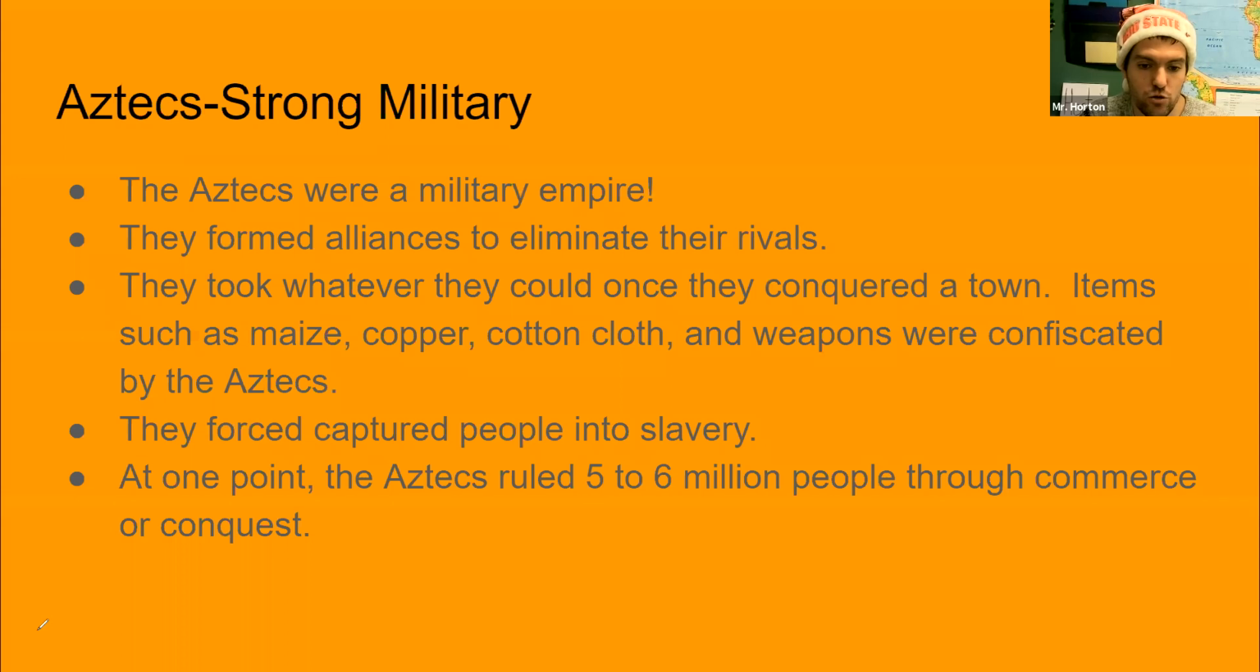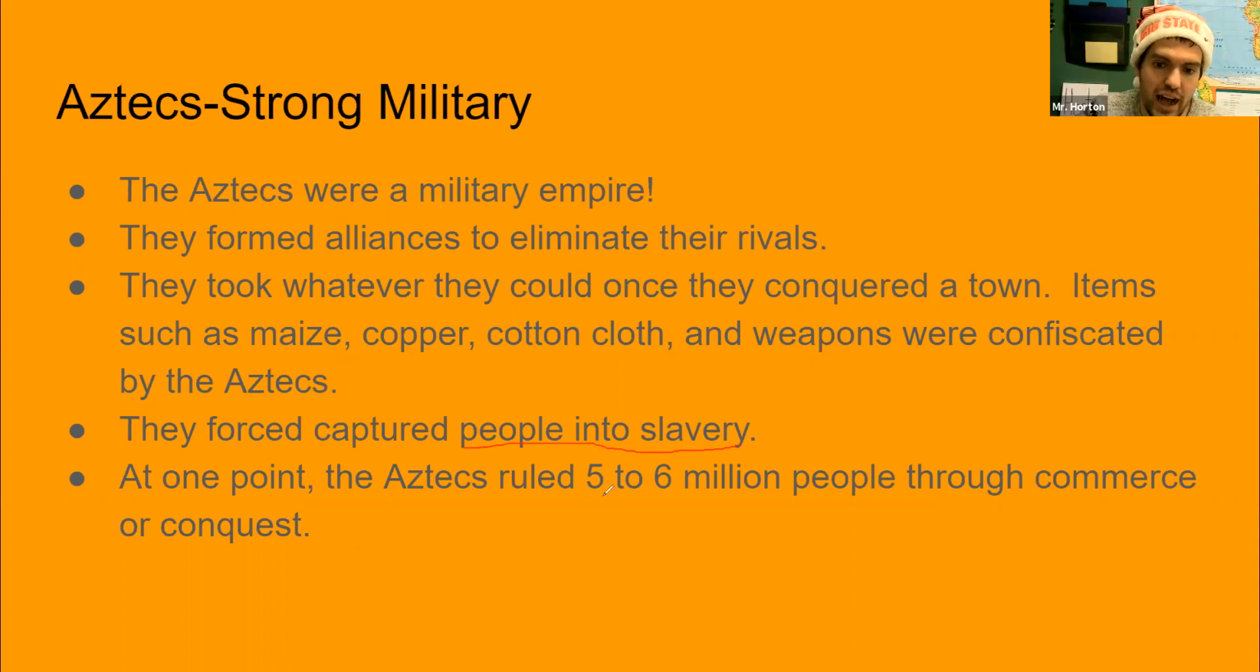So if you were a soldier fighting against the Aztecs and you were captured in a battle or in a war, then you were forced into slavery. You were forced to work off your debt in order to be a member of the Aztec civilization. So you were either forced to work or you were killed. Mainly, if you were captured in battle, you were forced into slavery. And so that's the key point there.